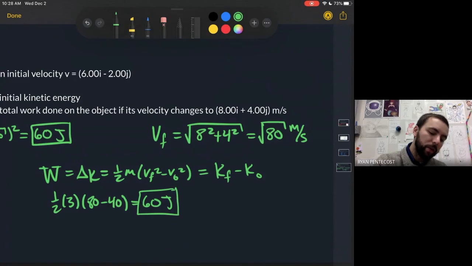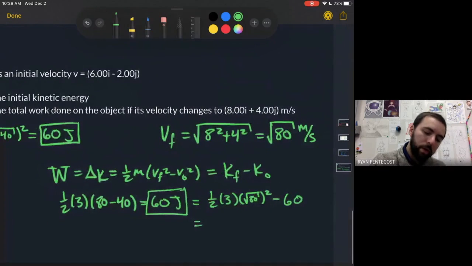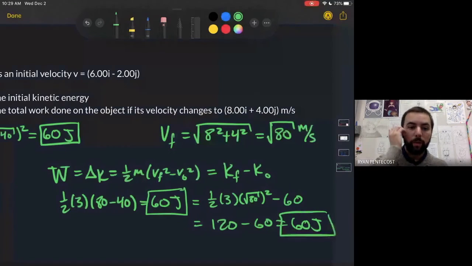Now let's see if that equals K final minus K naught. K final would be 1/2 times 3 times the square root of 80 squared. We already know K initial. K initial is also 60. Okay? So we break this down. 80 divided by 2 is 40. 40 times 3 is 120. So you have 120 minus 60. That also gives you 60 joules. So both ways you can get the job done.